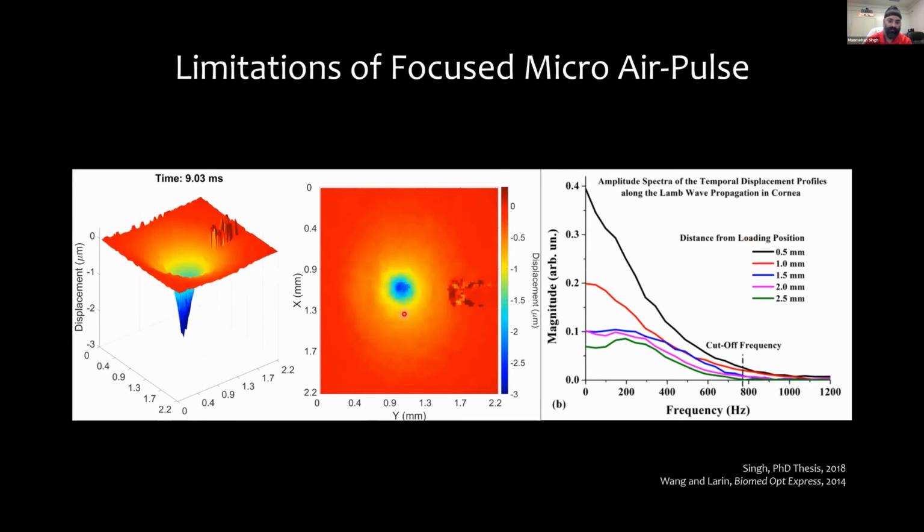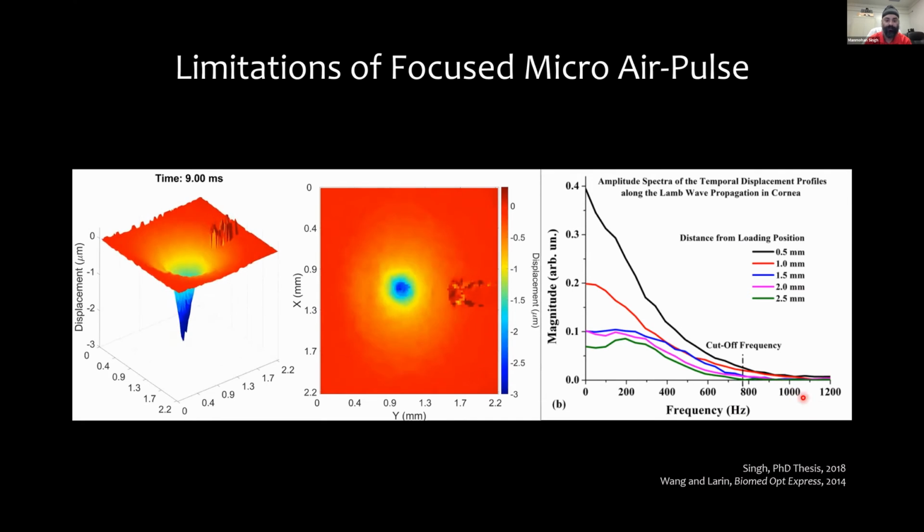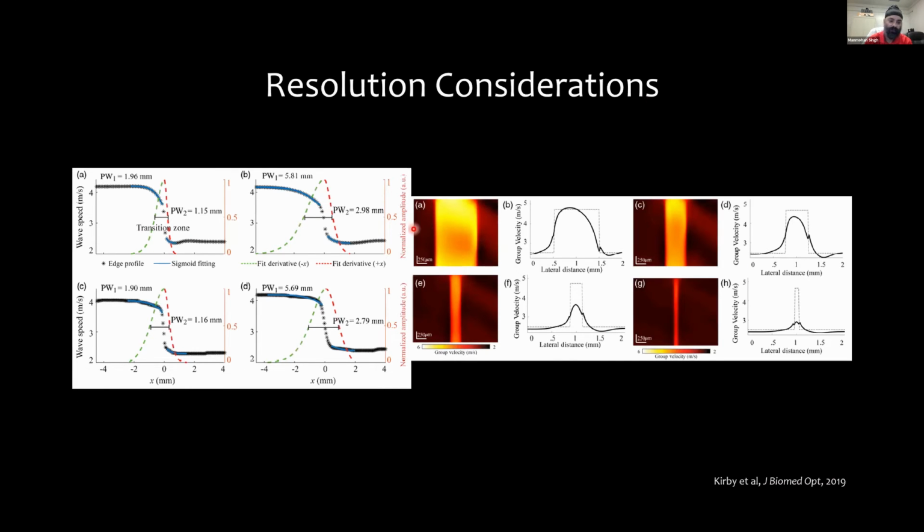And so as I discussed, one of the limitations we have with this focused micro air pulse is its ability to create high frequency waves. And in the cornea specifically, we want to reduce the influence of low frequency waves because they actually get influenced by the boundary conditions, which I'll talk about a little bit later too. And so we want to introduce a way to create high frequency waves so we can have more robust and more accurate estimates of elasticity. And you can see why that's important here: as we increase the bandwidth, not only do we reduce the influence of the boundary conditions, we actually increase the resolution.